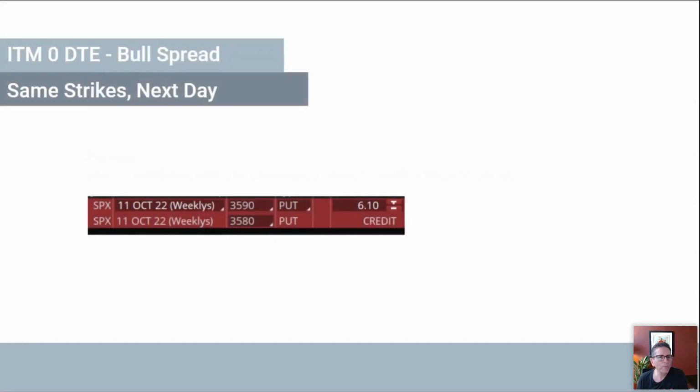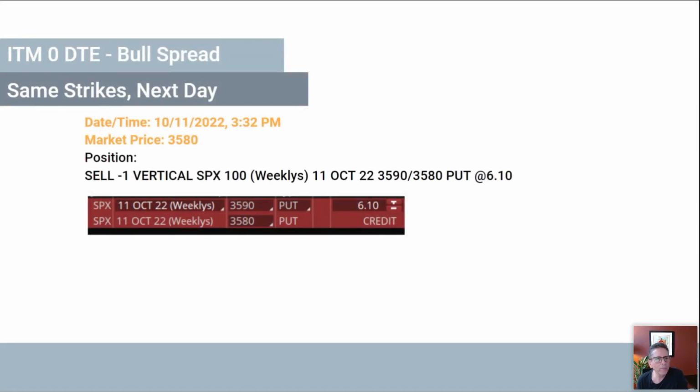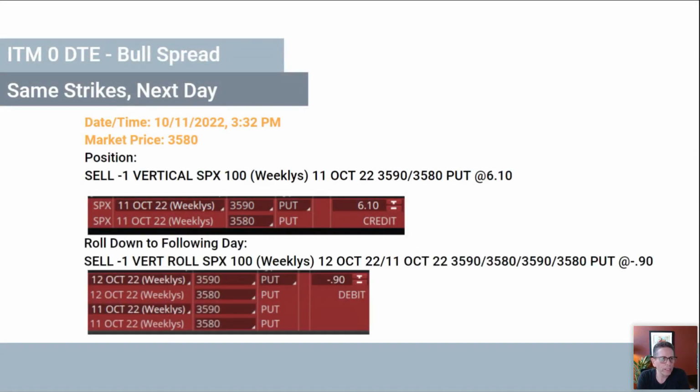Okay, so now we're going to look at in the money bull spread. Bull spread is using puts. So this one here, it's 35.90, and we're rolling it, same strikes, to the next day, and this one is actually in the money. You can see here that the 35.90 was in the money. Market price was 35.80, and it's 10 points in the money. Now, first of all, your premium went up to 610, which is really bad. Okay, that's a big loss.